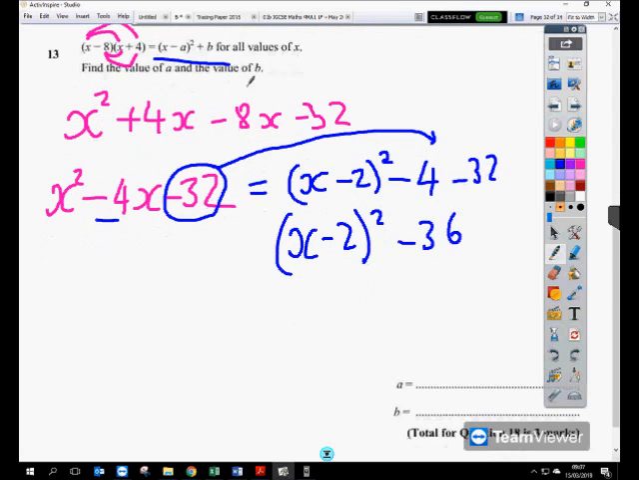Now you have to be very careful here because they have written negative a in the brackets. So we mustn't write minus 2 for a, because if we write minus 2 for a, then it's x minus minus 2, which would be x plus 2. So it's actually just 2 because they've already included the minus. b, however, is negative 36.